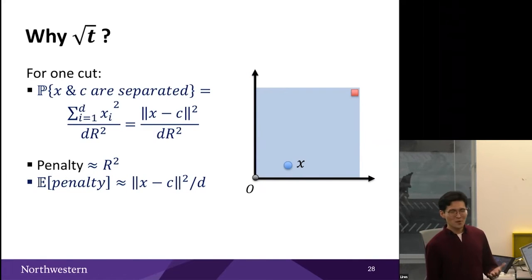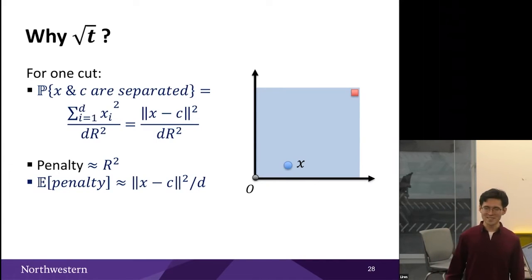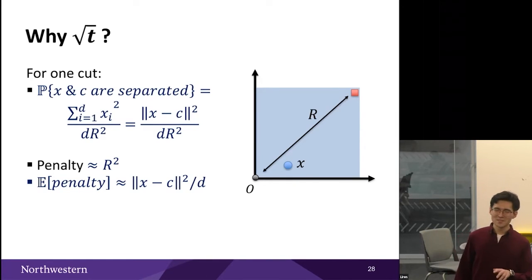So first, I will show why we pick the threshold cut at square root of t. Remember, we first sample t uniformly from 0 to r square, and then we pick the threshold cut at square root of t. Suppose the origin is the median, and we look at one point x, and the radius is r, and the closest center to x is exactly at the origin. So this is a very special case for us. Then what is the probability the threshold cut we sampled separates this point x and its closest center c?